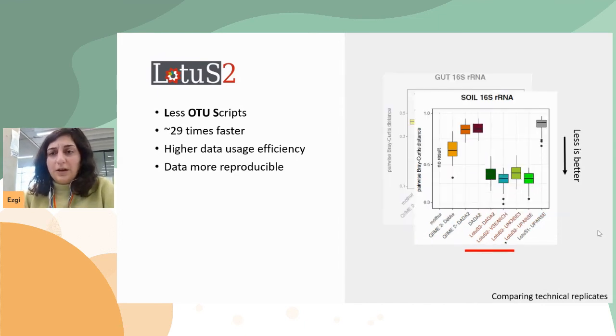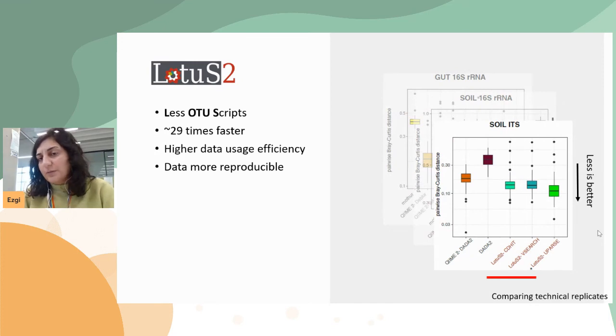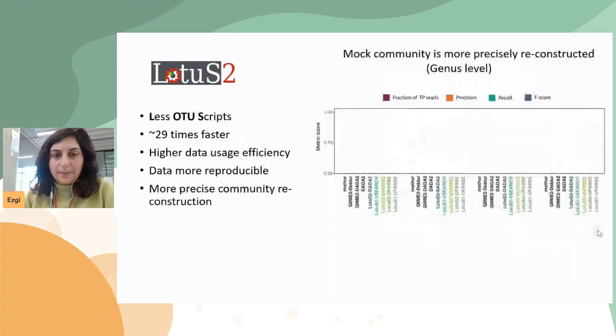We have done the same analysis in a different biome, in the soil dataset, and LotuS2 still had the lowest distance between technical replicates. And in a third dataset from the same biome, but from a different marker gene, LotuS2 still had the highest reproducibility. Last, we interrogated its precision in a mock community, and we calculated the fraction of reads that are assigned to a true positive taxa at genus level, as well as the number of true positive, false positive, and false negative taxa, and based on those, calculated precision, recall, and F-score.